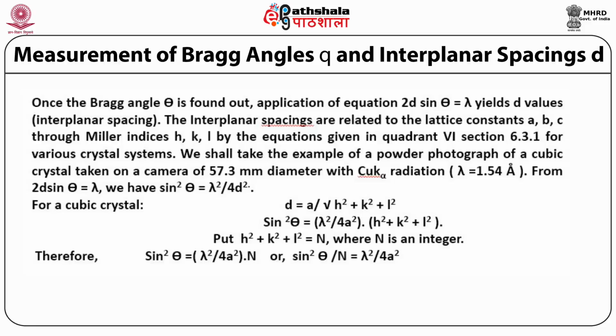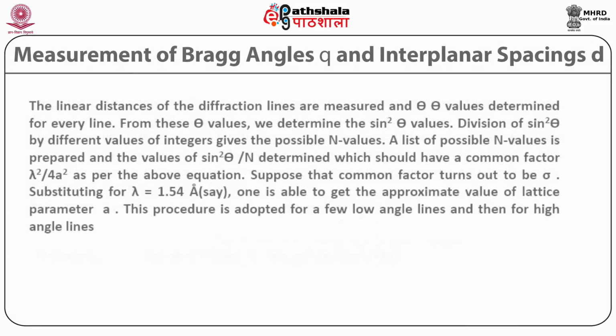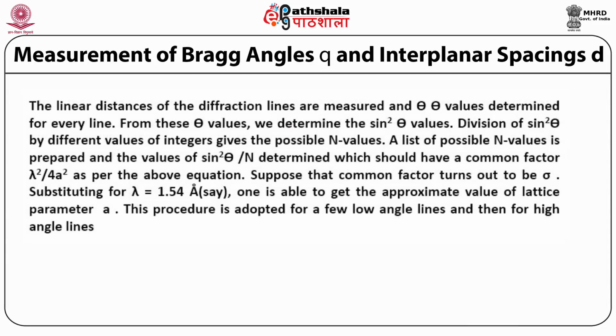Let us put h²+k²+l² equal to capital N, where capital N is an integer. Therefore, sin²θ is equal to λ² upon 4a² times N, or sin²θ by N is equal to λ² by 4a². The linear distances of the diffraction lines are measured and θ values determined for every line. For these θ values, we determine the sin²θ values. Division of sin²θ by different values of integers gives the possible N values.